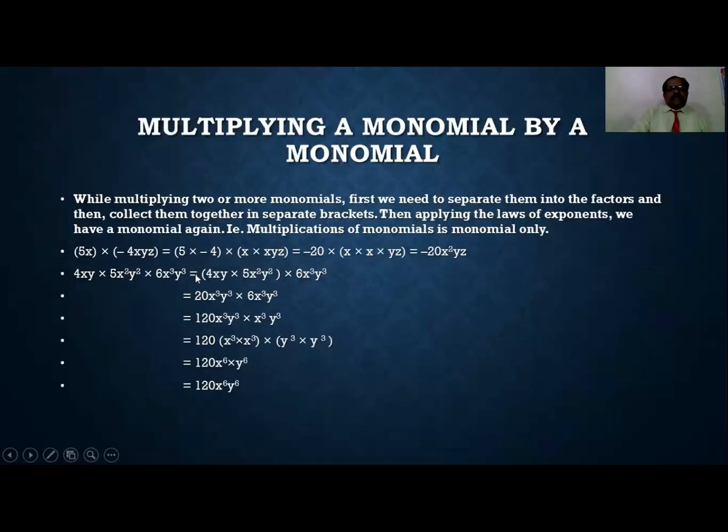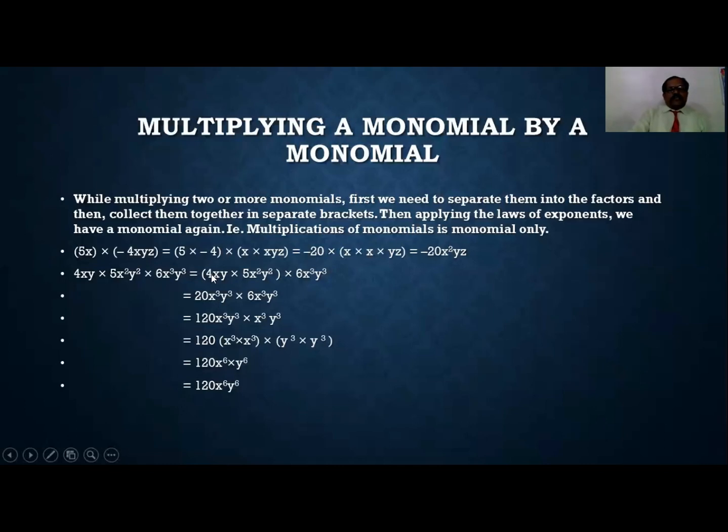First we need to find the multiplication of these two monomials, same as we have done in the previous example, that is monomial with monomial, the multiplication of only two monomials, right? It will be done in the same way here for this first bracket, that is multiplication of 4xy with 5x square y square.